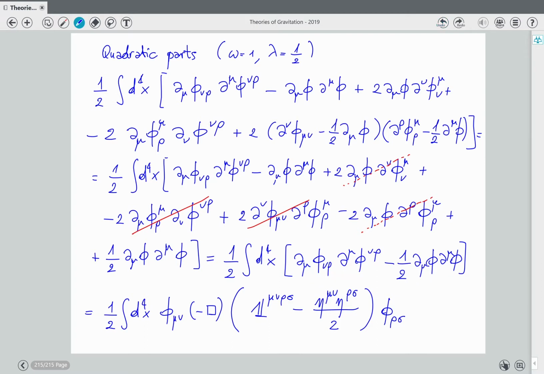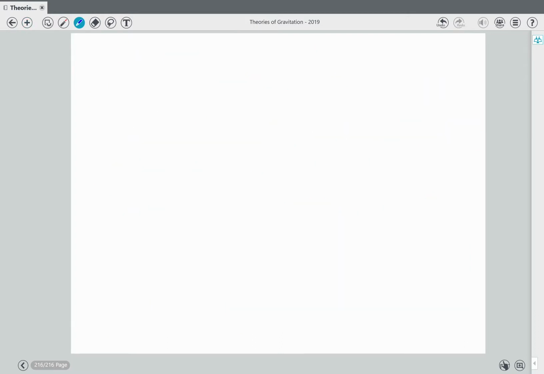The identity is the identity for matrices with two indices that are symmetric. So there is only one thing that you can write for the identity, and it is eta mu rho eta nu sigma plus eta nu sigma eta nu rho divided by 2. Eta mu nu rho sigma with phi rho sigma is phi mu nu. So the identity has to be symmetric in mu and nu, and symmetric in the exchange of rho and sigma, because it is the identity on symmetric tensors.